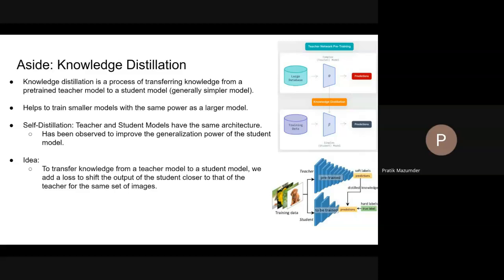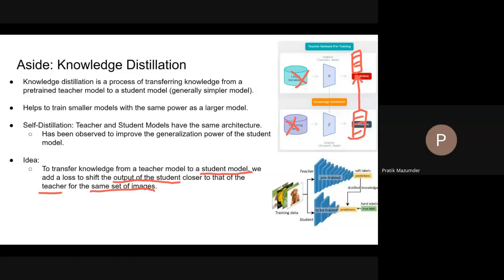So in order to transfer this knowledge from a teacher model to a student model, if you're doing it for classification, you anyways have to train the student model for classification also. But what you will additionally do is shift the output that the student network produces closer to the output of the teacher from the same set of images. So if you're giving an image X to your teacher model and you're getting some set of probabilities as an output, you will give the same X to your student model and try to make the output probabilities the same as the one the teacher has produced.